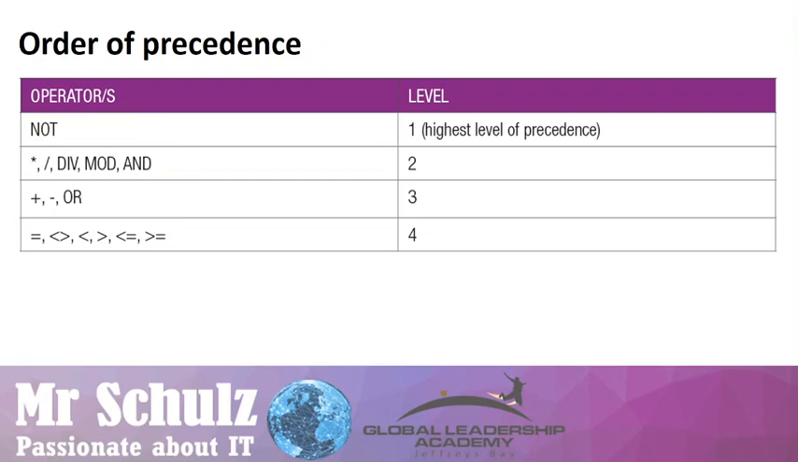So the highest level of precedence is the NOT, that which negates our condition. Then we have multiplication, division, DIV, MOD, and AND. And if you have more than one of them, it is from left to right. Then we have our plus, our addition, subtraction, and OR falls into that category. And then we have our simple operators of equal, not equal to, smaller than, greater than, smaller or equal, and greater or equal. Okay, so very important to remember this.